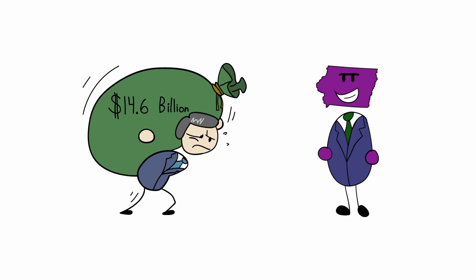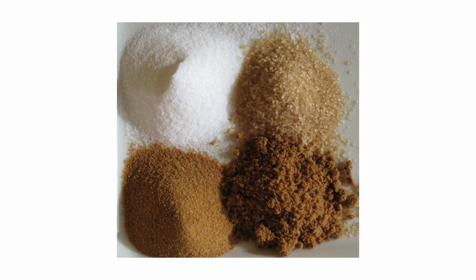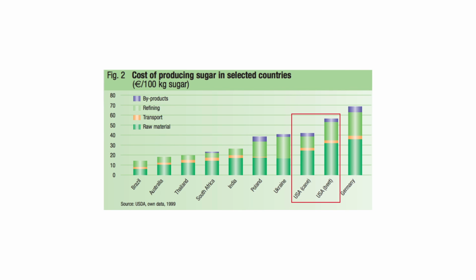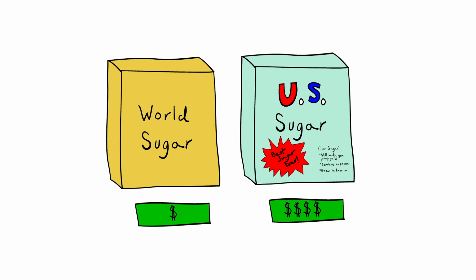If that's not enough for you, look at sugar. It should come as no surprise to you that the US is bad at growing sugar. Due to our cold climate, it costs us significantly more to make sugar than other warmer countries. In 2012, the US price for a metric ton of sugar was $375 higher than the world price. Our sugar is ridiculously expensive.